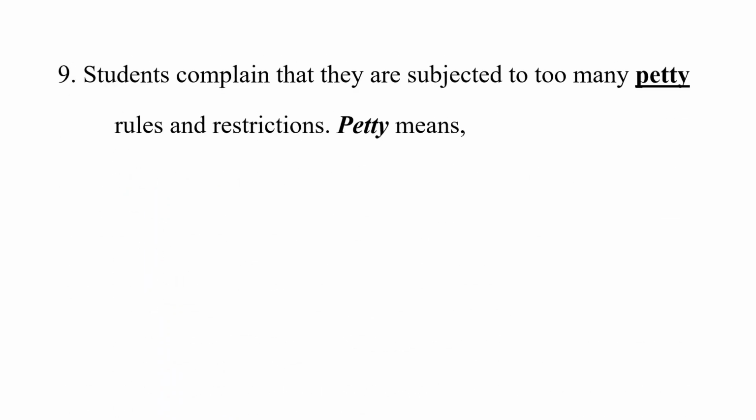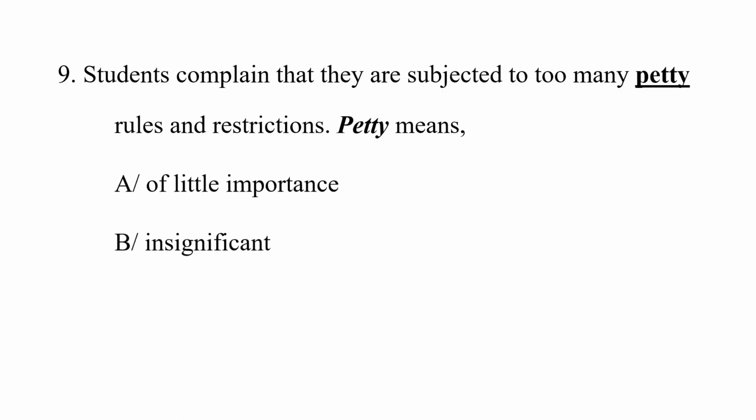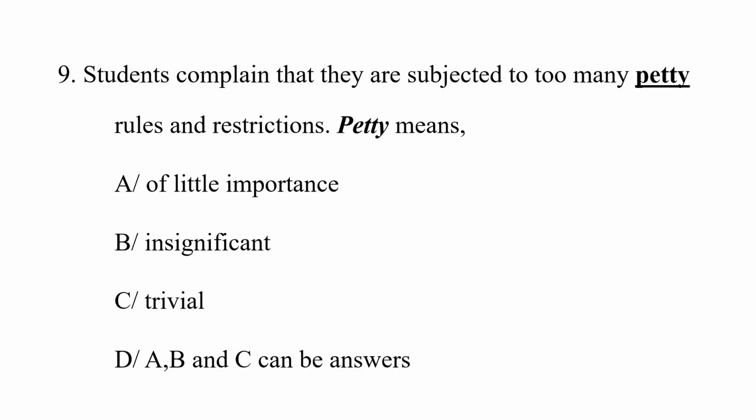Question number 9. Students complain that they are subjected to too many petty rules and restrictions. "Petty," according to this sentence, means: A. Of little importance, B. Insignificant, C. Trivial, D. A, B, and C can be answers. The answer will be D, that is A, B, and C can be answers.